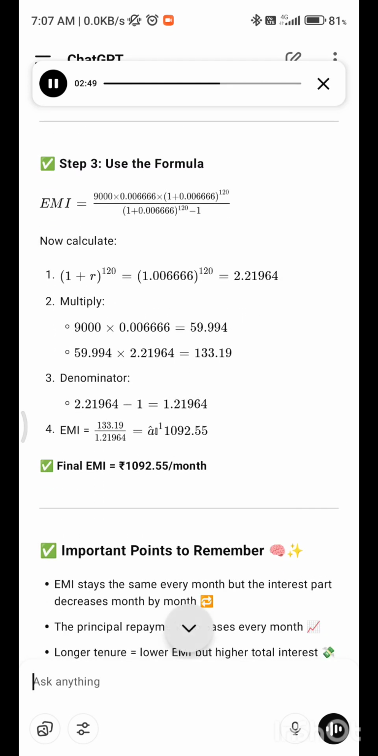Step 3, denominator: 2.21964 minus 1 equals 1.21964. Step 4, EMI equals 133.19 divided by 1.21964, which gives 1,092.55. Final EMI equals 1,092.55 per month.